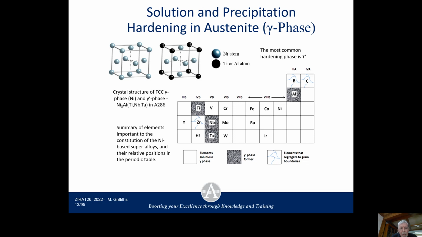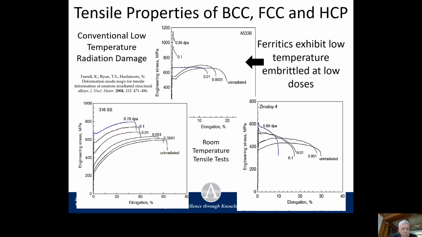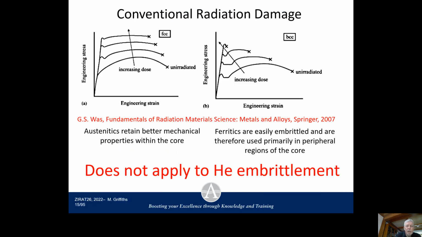Now, having chromium there is not only good for resistance to acid attack, but it's also good for resistance to corrosion. And we'll be talking about that later. Okay, so now let's talk a little bit about the tensile properties of materials as we're discussing physical metallurgy.